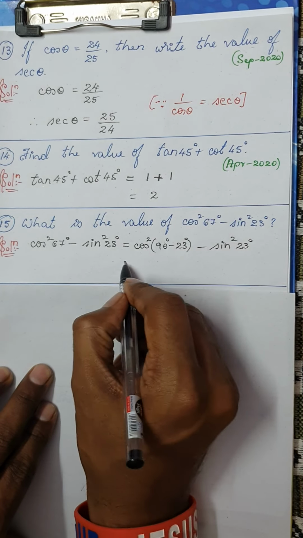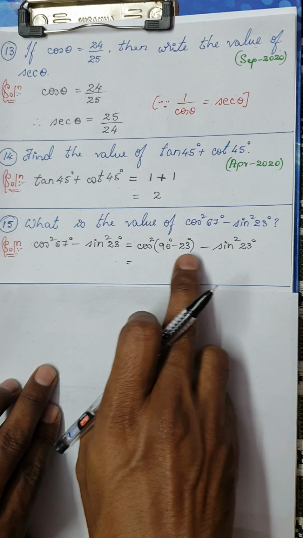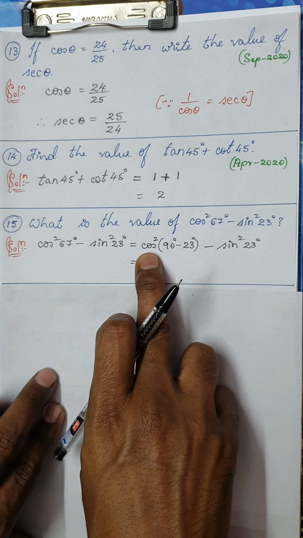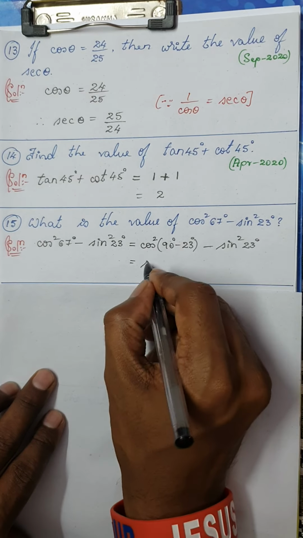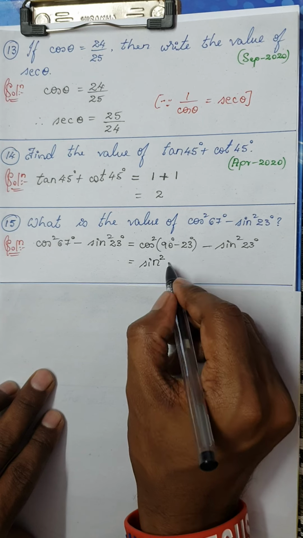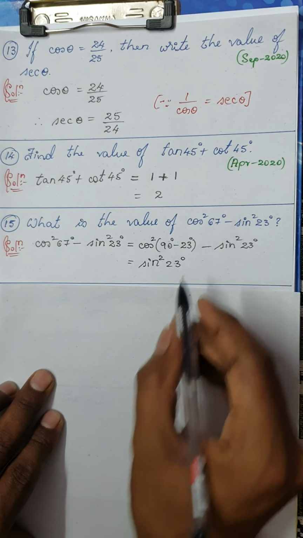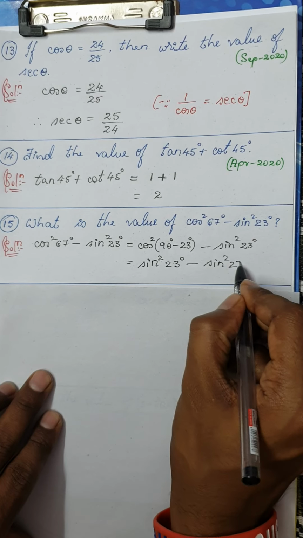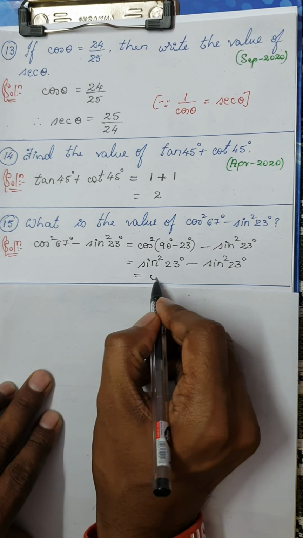Okay, so now this looks like cos of 90 minus theta. What is cos of 90 minus theta? Cos will share angle with sine. So this becomes sine. Because I have square, the square will remain. So sine square 23 degrees minus sine square 23 degrees. So what happens? This is equal to 0.